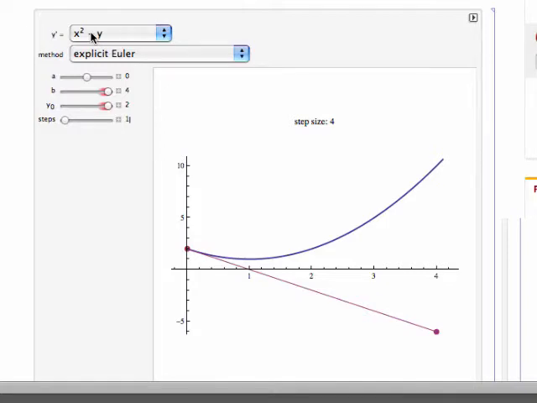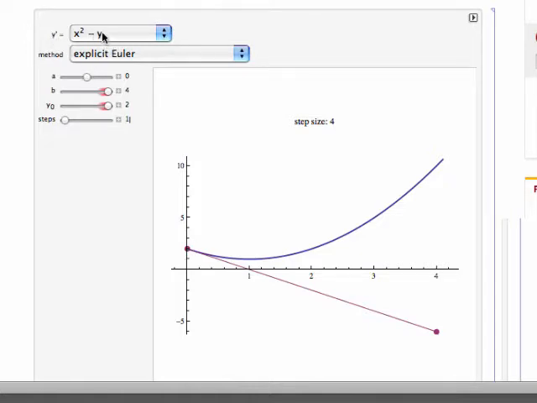So to show you what Euler's method is all about, I'm going to use this demonstration from the Wolfram Alpha project website. And I have a differential equation here, y prime equals x squared minus y. One of the solutions to this differential equation is shown in blue, the blue curve. Remember, a differential equation has a whole family of solutions. This is one solution, a particular solution with a known starting point of (0, 2).